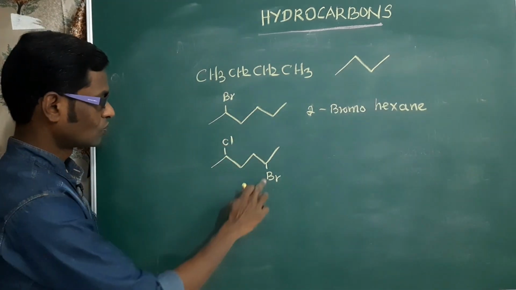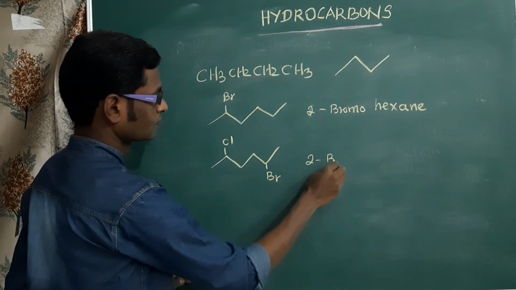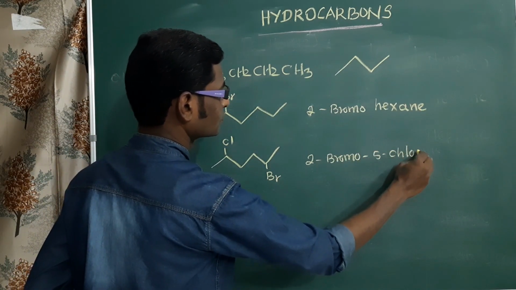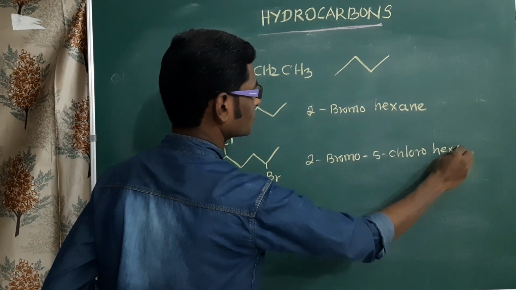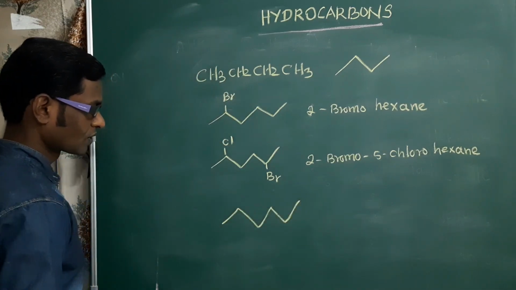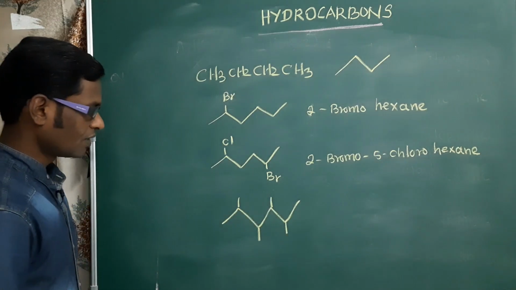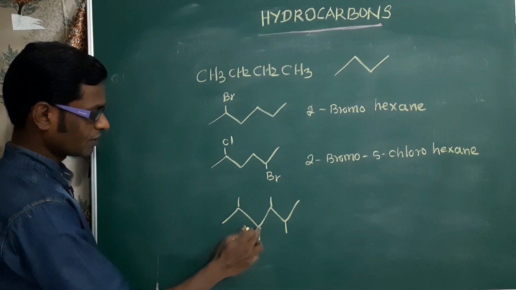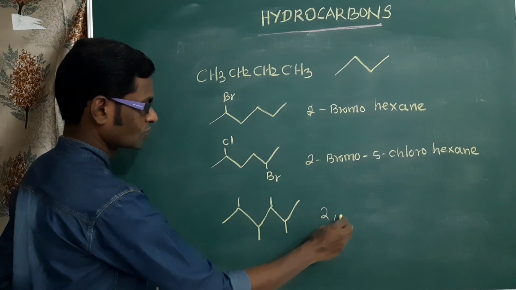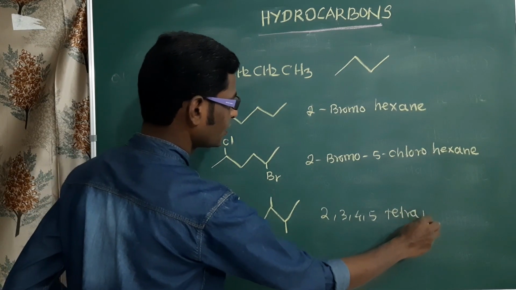Name of this compound: 2-bromo-5-chlorohexane. Name of the compound: 1, 2, 3, 4, 5, tetramethylhexane. 2, 3, 4, 5 tetramethylhexane.